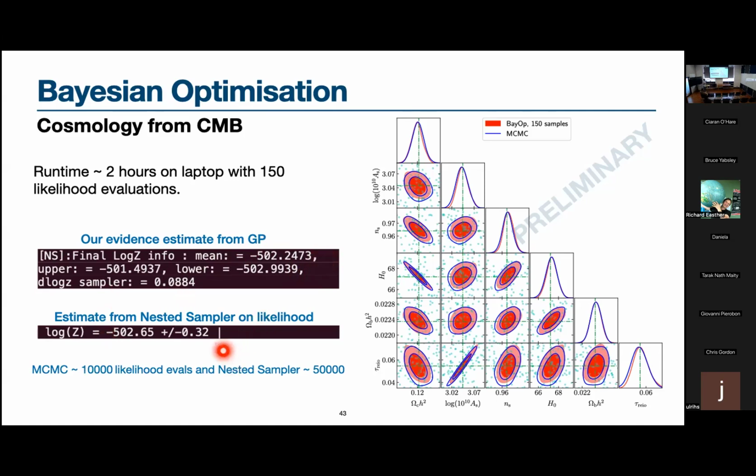The advantage of our method here is that for the parameter constraints, the MCMC takes about 10,000 or so likelihood evaluations, and the nested sampler a few times more. So in cases where your likelihood is actually very expensive to evaluate, so it takes a lot of time, which although is not the case here, but in general, those are the kind of problems where you want to use this Bayesian optimization algorithm. And we show here that it works very well with just a very small number of samples, orders of magnitude lower than the traditional methods.